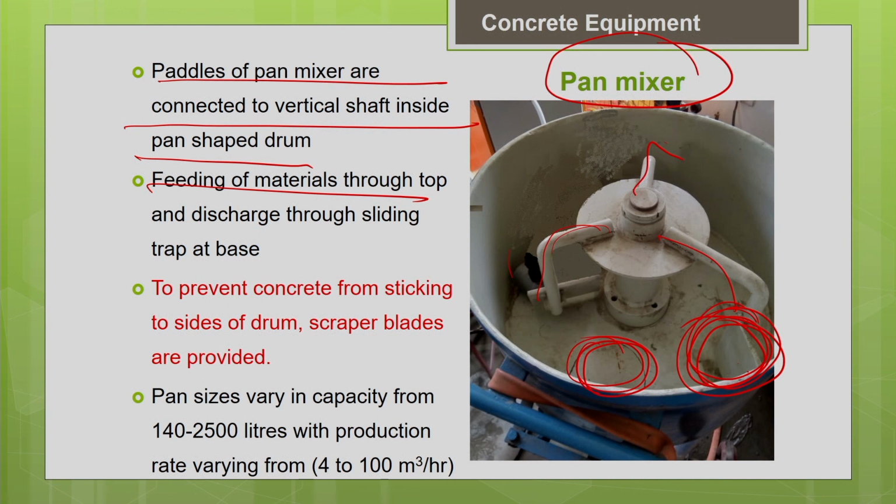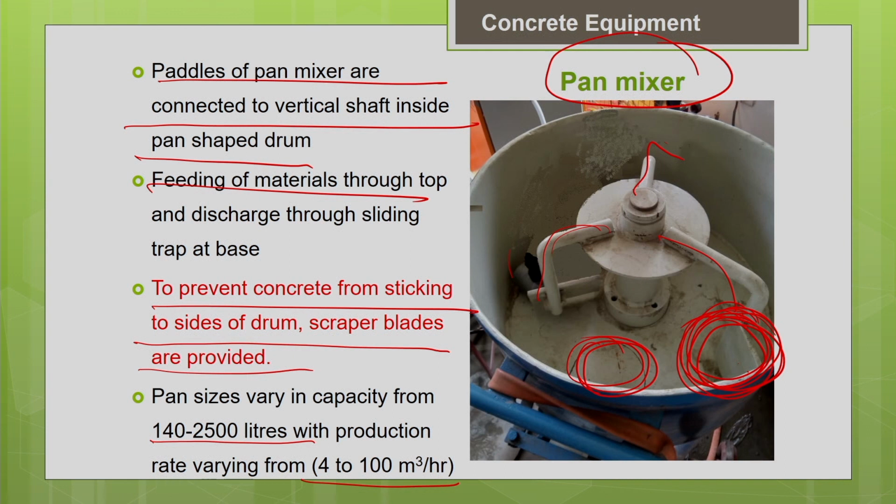To prevent the concrete from sticking to the sides of the drum, scraper blades are provided. You can see the blade arrangement which prevents the material from sticking to the sides of the drum. Here also you have different sizes varying from 140 to 2500 liters. Accordingly, the concrete production rate will also vary from 4 to 100 meter cube per hour. Very big pan mixers are also available, which are used in batching plants and precast industries. If you go for a bigger size, you can have a higher productivity.